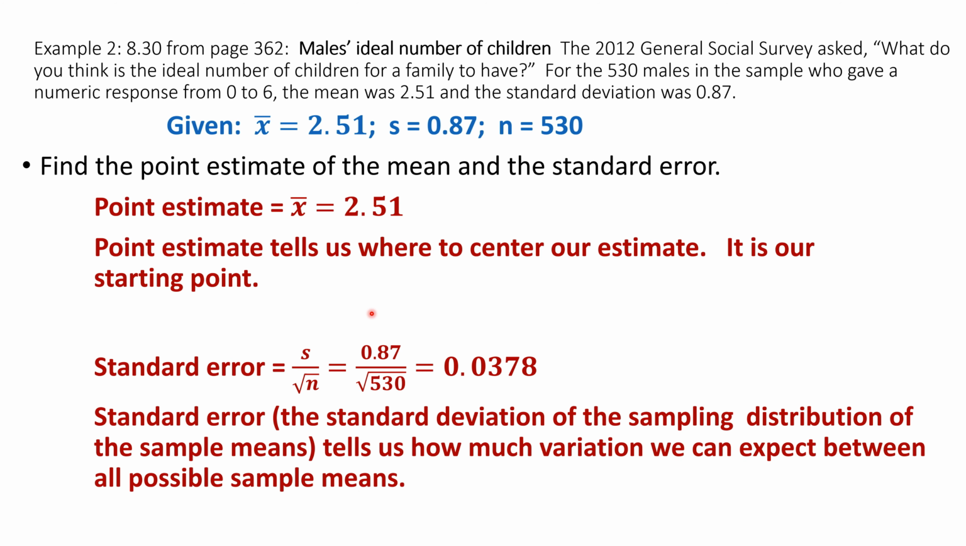The standard error will be calculated as the sample standard deviation, 0.87, divided by the square root of the sample size. The standard error is the standard deviation of the sampling distribution of the sample means. This tells us how much variation we can expect between all possible sample means.